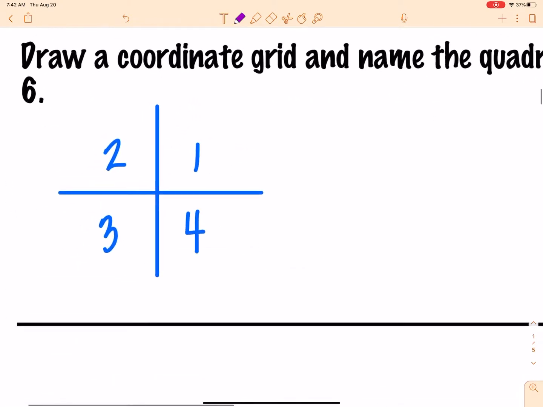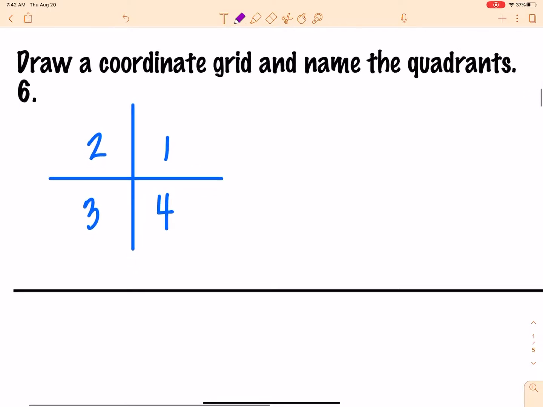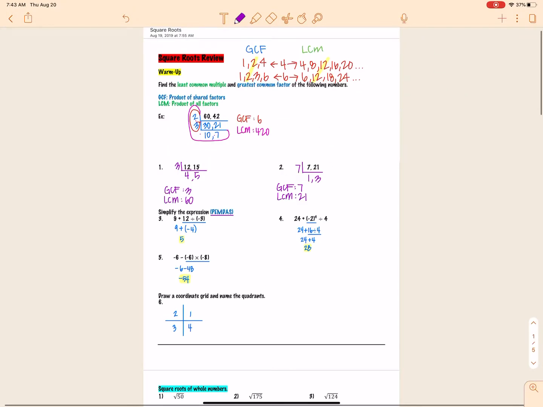Number 6 is always a topic that people need to do and they get confused on. It's just naming your coordinate grid. You learn this in Algebra 1 or in middle school. So you always start at 1 here and then you go around the clock. Okay, so that's just reviewing quick topics. Now we're going to go into the bulk of the lesson.